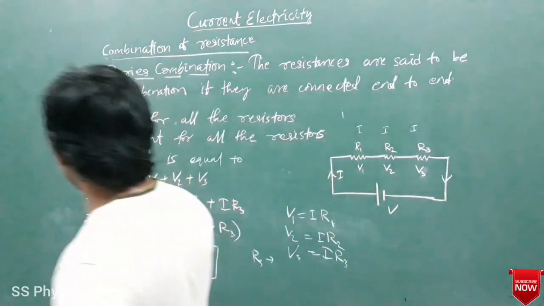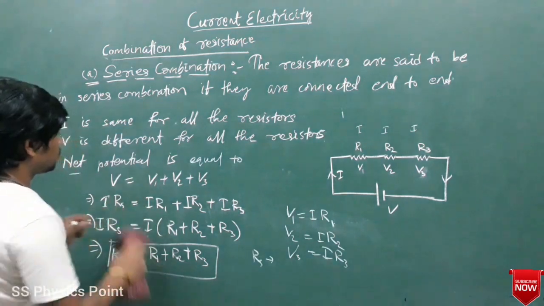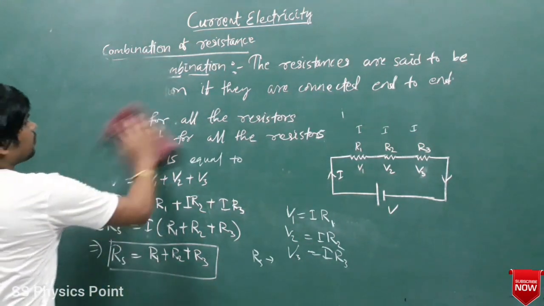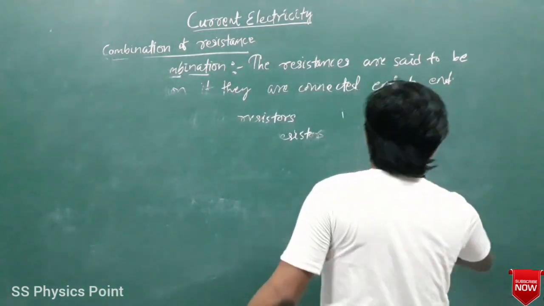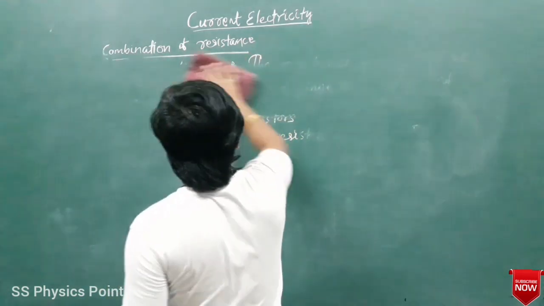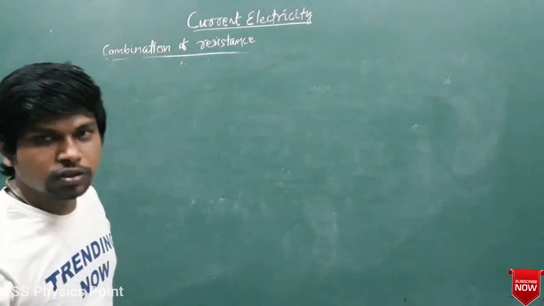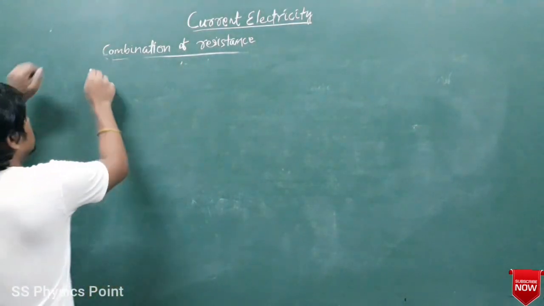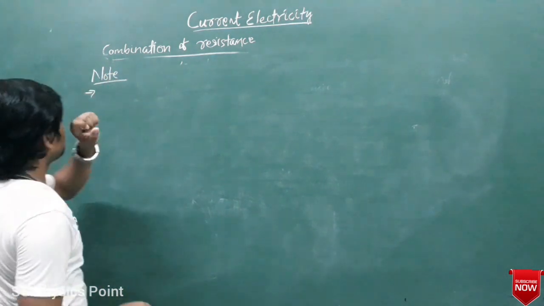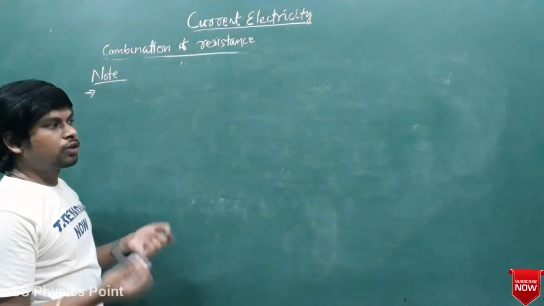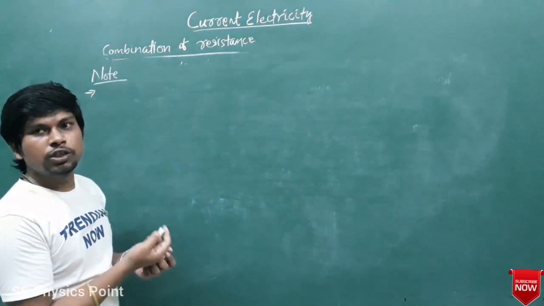Next one we are going to study or will discuss some points. So after this, just make a note and write all the points. So make a note, write in the first point, if there are n number of resistors. 3 था तो कितना हो गया? R equals to R1 plus R2 plus R3.